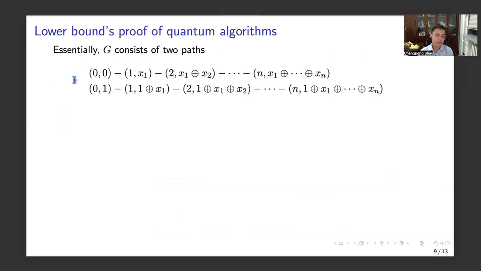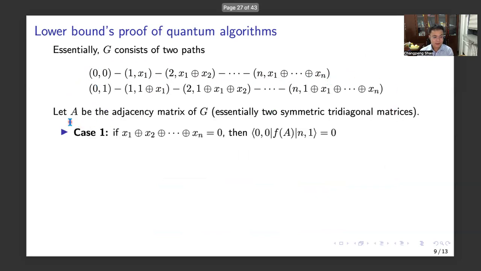So in the general case, the two paths have this kind of form: (0, 0), (1, x1), (2, x1 plus x2), and the last one is (n, x1 plus ... plus xn). Okay, here A is the adjacency matrix of G. Since the adjacency matrix of a path graph is just a symmetric tridiagonal matrix, A is basically two symmetric tridiagonal matrices. If we order the vertices in some nice order, then it's just the block form.